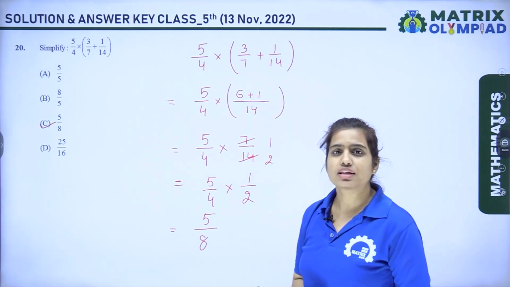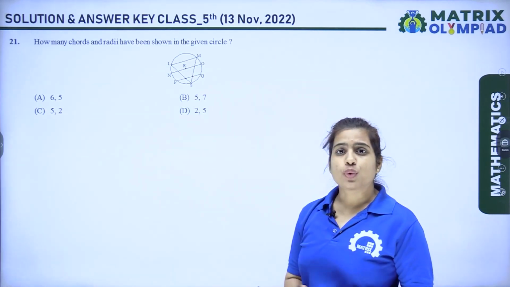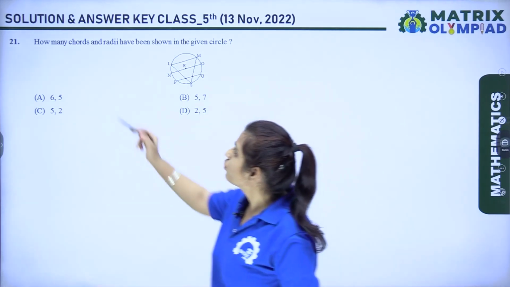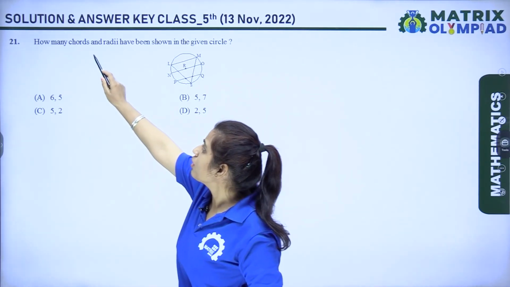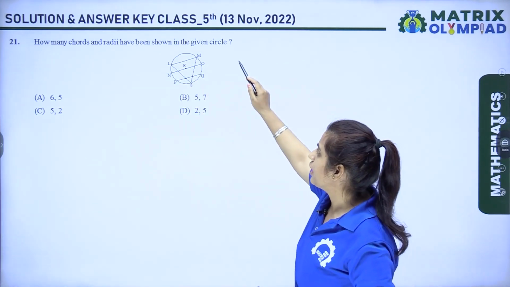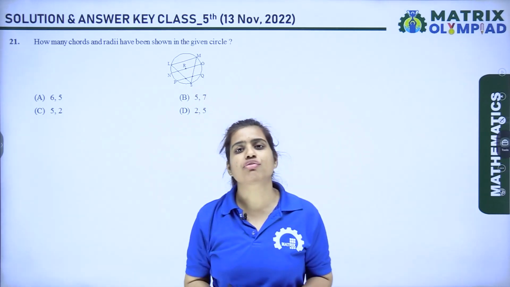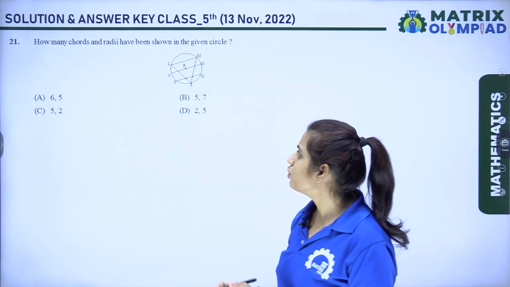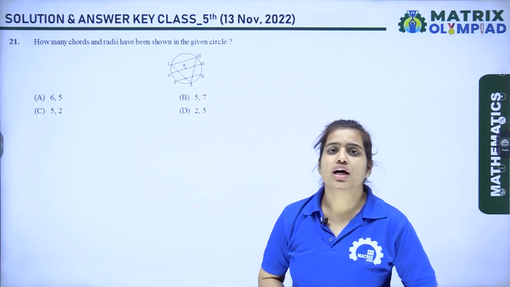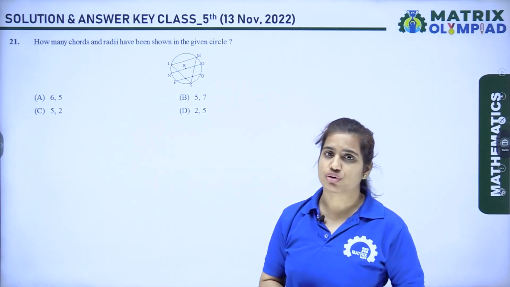Let's solve the next question. That is question number 21. Here in this question we have to find out how many chords and radii have been shown in the given figure, that is circle. So here in this circle we have to find out the number of chords and radius. So let's understand what are chords. Chords are the line segments whose end points lie on the circumference of the circle.